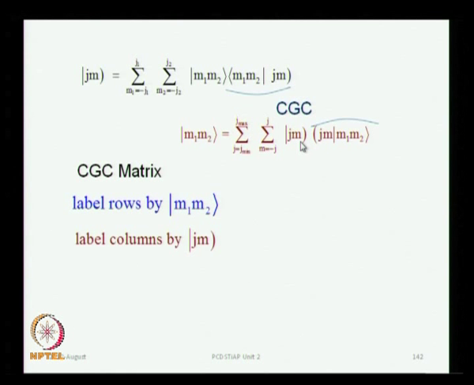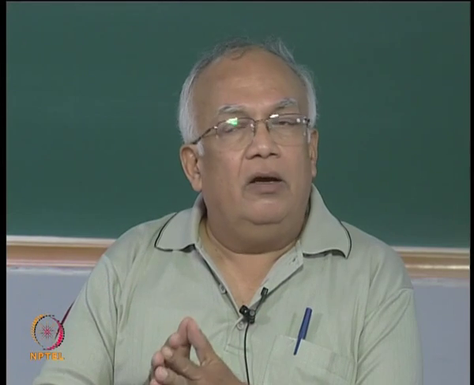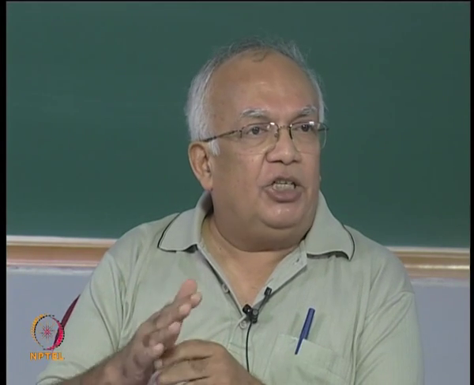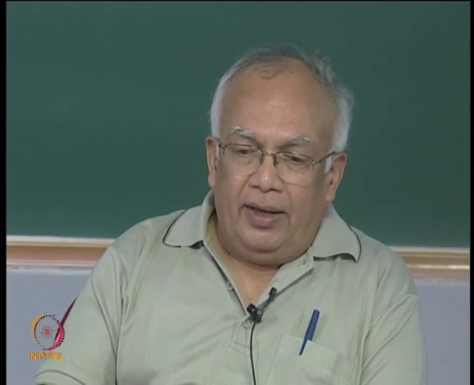So, what we will now compose is a matrix of Clebsch-Gordan coefficients, in which we will label the rows by the direct product of the uncoupled vectors and the columns by the coupled vectors. Okay. So, there are two alternate basis sets, both are orthonormal basis sets, and you can always carry out a transformation from one to the other.